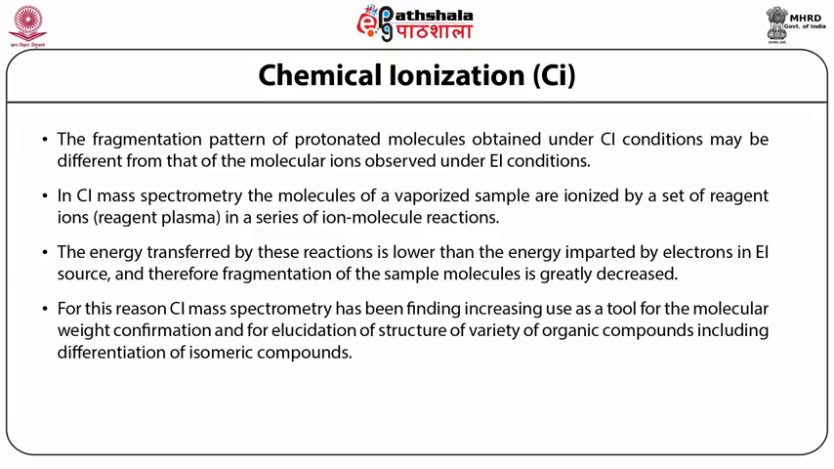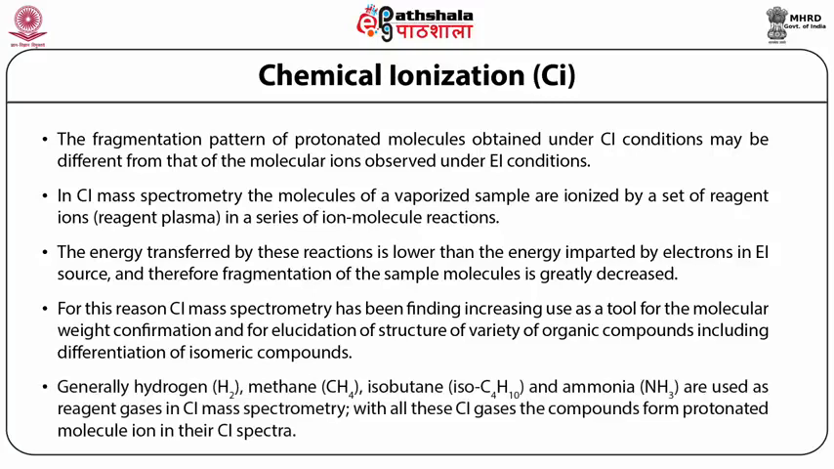Actually, in many cases, you may not obtain the molecular weight information under electron impact ionization mode, because of the lower stability of the molecular ion, which undergoes fragmentation before it is recorded in a mass spectrum. In such cases, CI plays a very important role. Generally, hydrogen, methane, isobutane, and ammonia are used as reagent gases in chemical ionization mass spectrometry. With all these CI gases, the compounds form protonated molecular ions in their CI spectra.